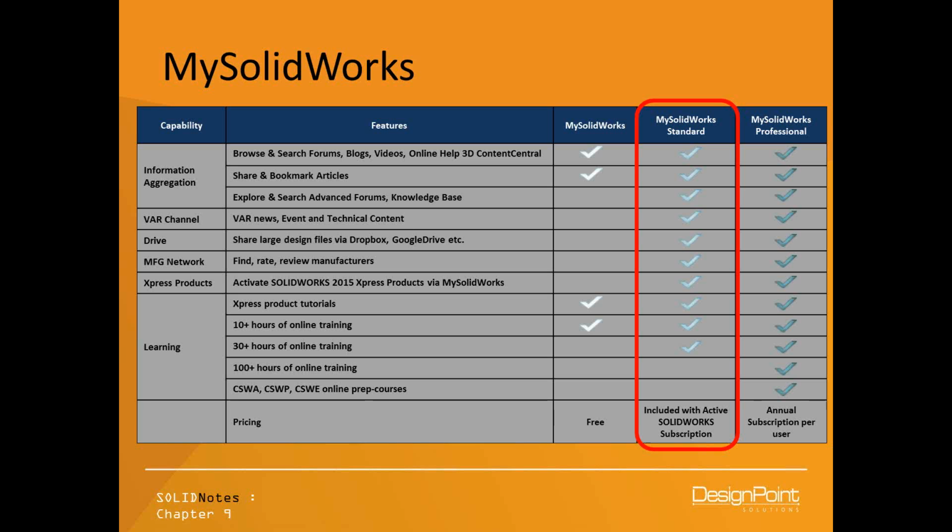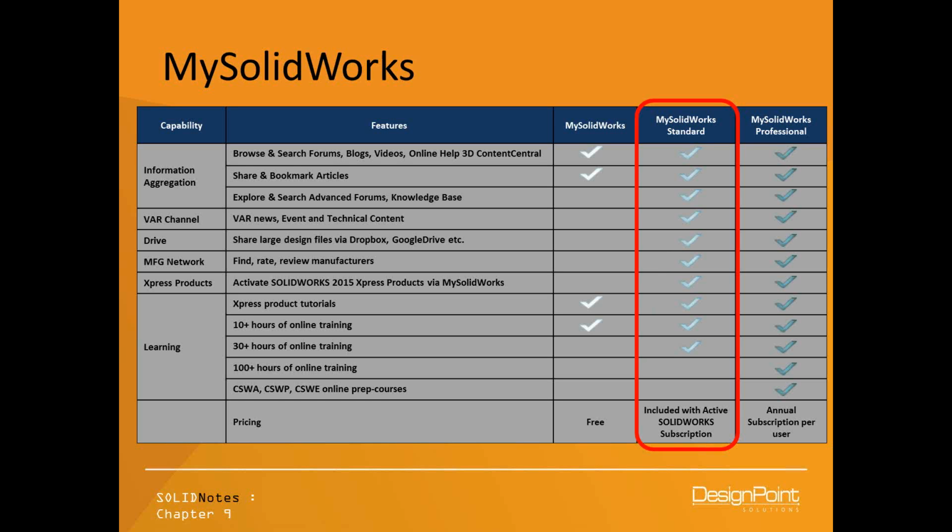What we get as added benefits with MySolidWorks Standard is that we can explore and search advanced forums and the knowledge base. That's one of the unique areas of the customer portal. We can view news, events, and technical content. You open up the SOLIDWORKS Drive and the manufacturing network, as well as your Express product validation. But we also unlock around 20 more additional hours of online training. So you get roughly 30 hours of online training with the current account.